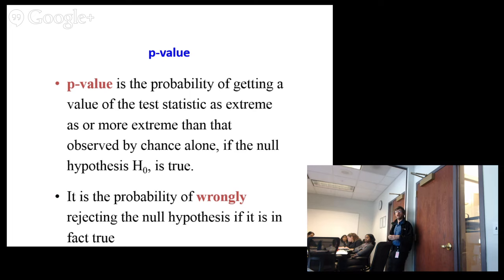Then we have the p-value, which is the probability of getting a value as extreme or more extreme than the test statistic if the null hypothesis was true. So it's the probability of getting your data if what you assume to be true is in fact true.